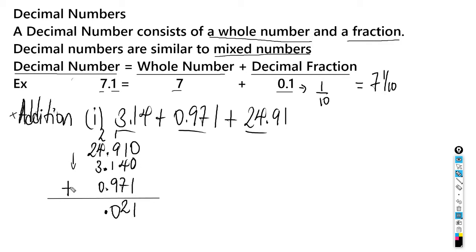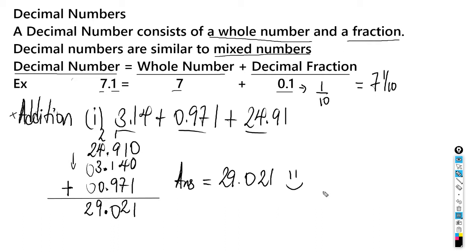Then we're going to add 3 plus 4 plus 2, so that's 9. And then 2 added to these placeholder zeros gives us just 2. So the answer is 29.021. All right, awesome, guys. We're going to move on to subtraction now.